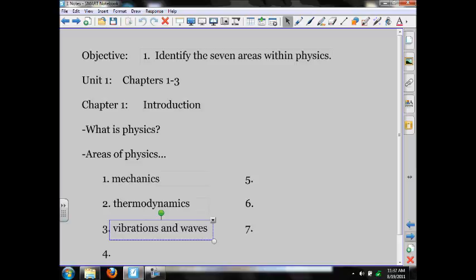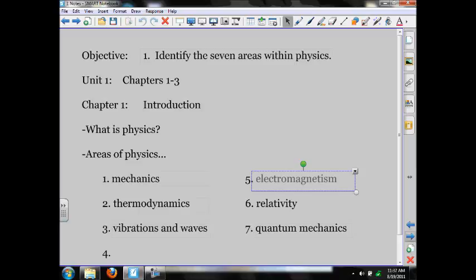Before I go searching for magnetism again, what else? Atomic and nuclear physics. Relativity, quantum mechanics. There they are. There's electromagnetism. And the last one is optics. What is optics? Sight, good, light. The way the light behaves. Electricity and magnetism combined for electromagnetism.